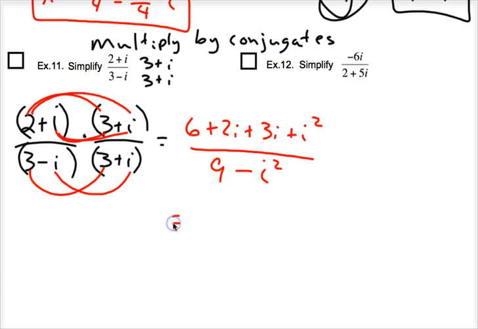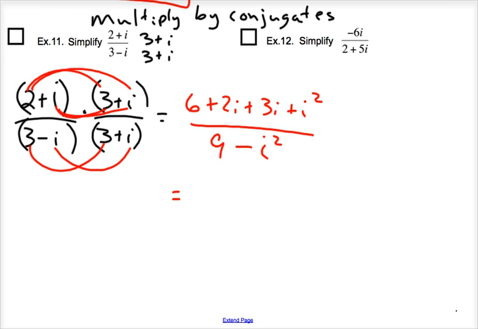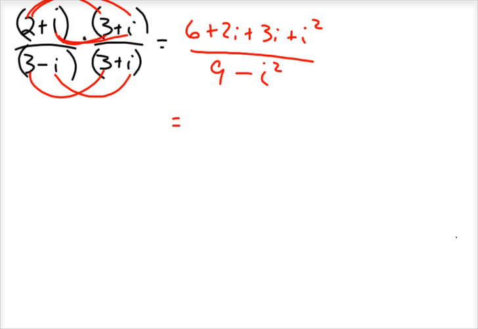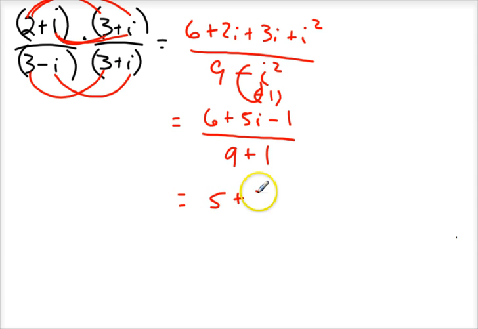Now I need to simplify the top and the bottom. And if I do that, what do I get on top? I get 6 plus 5i minus 1. i squared is negative 1. On the bottom, I get 9 plus 1. i squared is negative 1. So if I put a negative 1 right here, you're going to have 2 negatives, so it's plus 1. Now I have 5 plus 5i over 10.